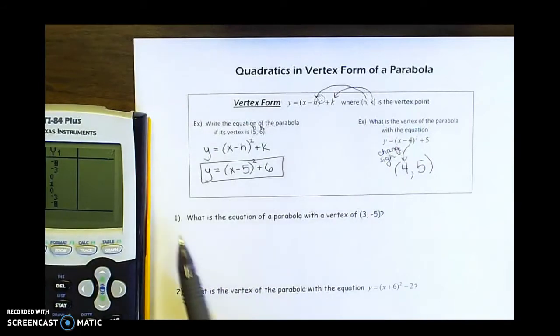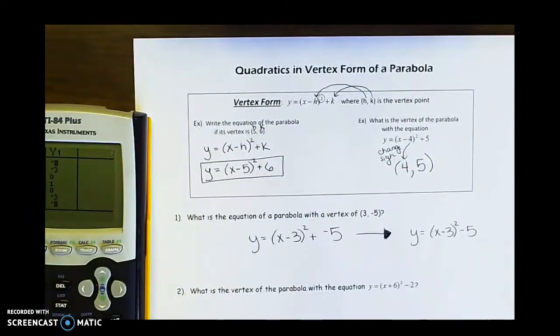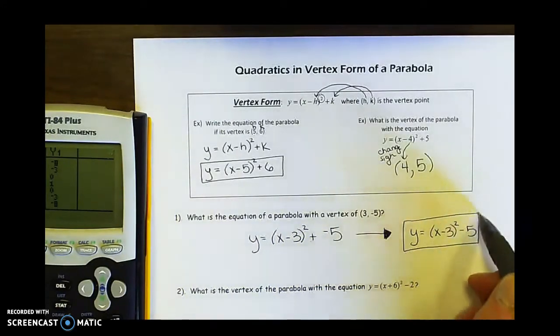All right, so let's go ahead and try number 1. Pause the video, try it on your own. All right, so let's take a look, see how you did. When we plug it in, we get (x minus 3) squared plus -5, but a positive negative, I'm going to change that to just a regular negative, and we have our final answer.